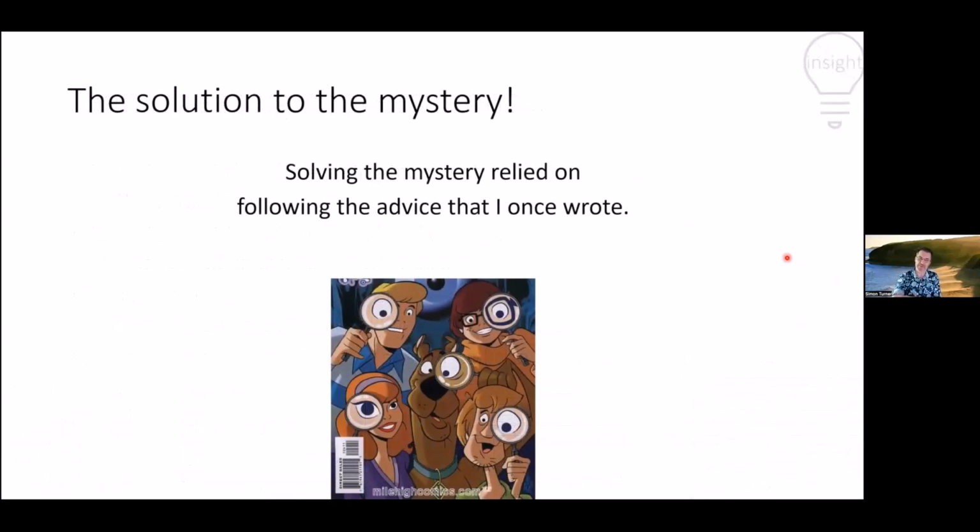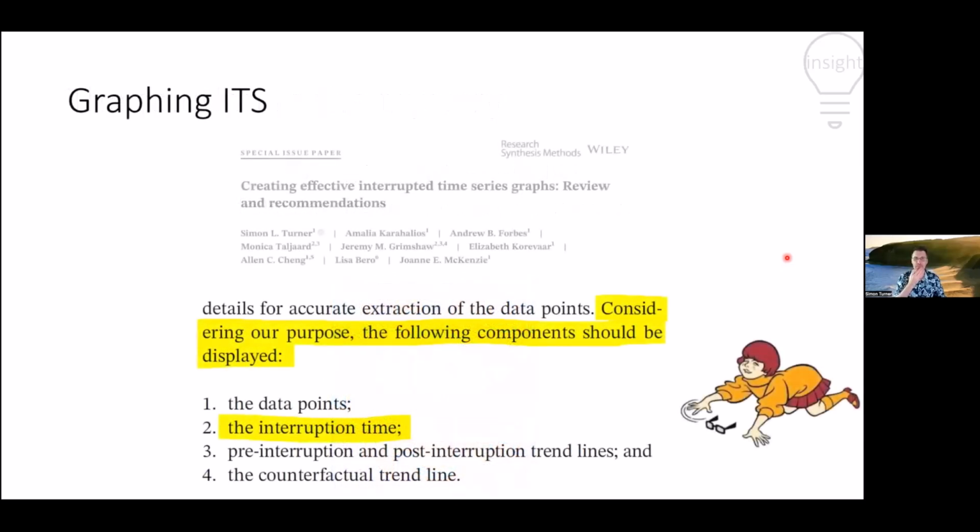Then one of my colleagues said, can you just go step by step slowly and let's just go one thing at a time. And they pointed out that I actually wrote something once that I wasn't doing. We wrote a paper on how to create effective interrupted time series graphs, based partly actually on what I've seen in these lectures over past years. So that's been really helpful.